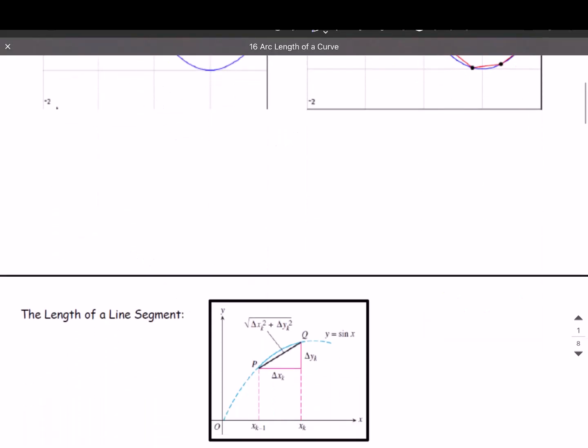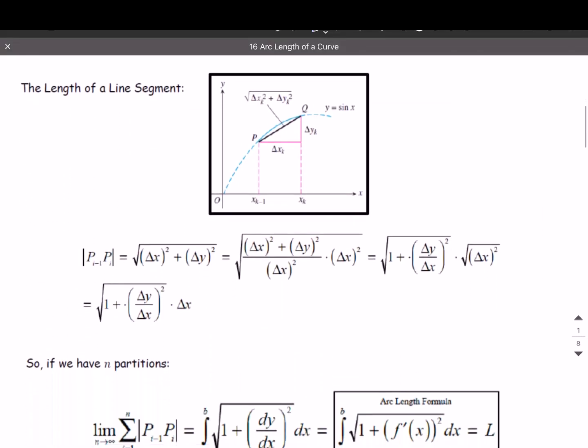Okay, now if we had a line segment, we know how to find the length of a line segment. Remember, you learned your distance formula back in geometry, right? It was the square root of x2 minus x1 squared plus the quantity y2 minus y1 squared, when you had two points, x1, y1, and another point, x2, y2. Now, this x2 minus x1, that's the change in x. This y2 minus y1, that's the change in y.